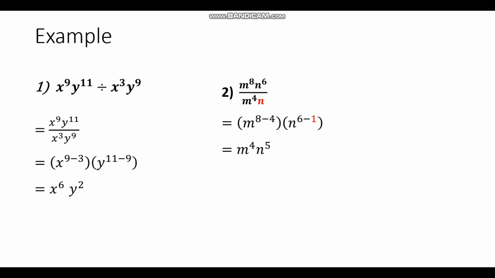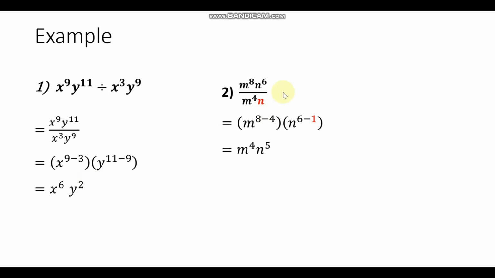After we write them into fraction form, we can transfer it into brackets according to the same base. The first base is x and the second base is y. For the first base, we have the values 9 and 3, so 9 minus 3. For the second base, y, the first value is 11 and the second one is 9, so 11 minus 9, and we close the bracket. Finally, we get the answer: x to the power of 6, y to the power of 2. Do you guys have the same answer as me?